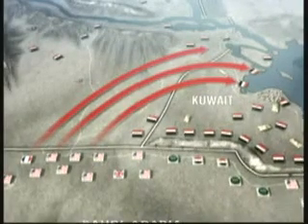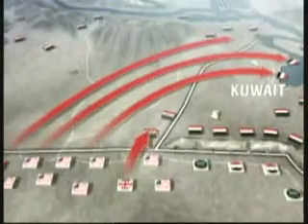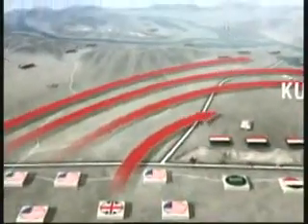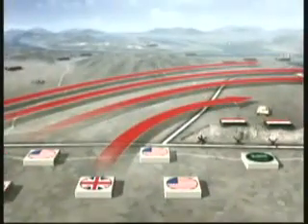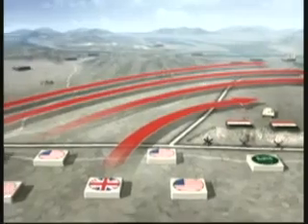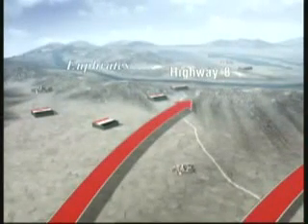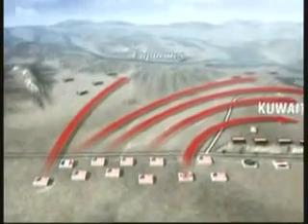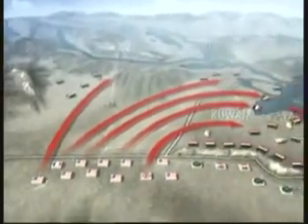Simultaneously, the 1st UK Armoured Division would advance to protect the inner flank of the 7th Corps' advance. On the northern or outer flank of Frank's advance, the 101st US Airborne Division was to initiate a series of air assaults deep into Iraq to establish forward operating bases astride Highway 8 along the Euphrates Valley, thus blocking Iraqi reinforcements attempting to reach the Kuwaiti theater.